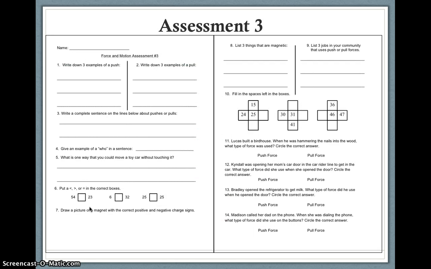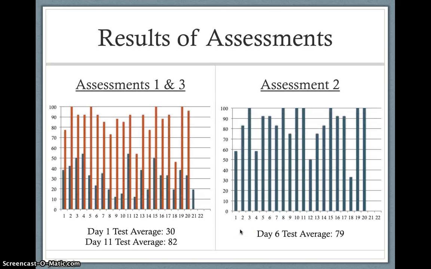So here's assessment 3. It was the same basic test, but we moved some of the letters around, some of the numbers around, and we changed some of the names. Here are the results. Over here is assessment number 1 in blue. As you can tell, they're pretty low. The average was a 30.